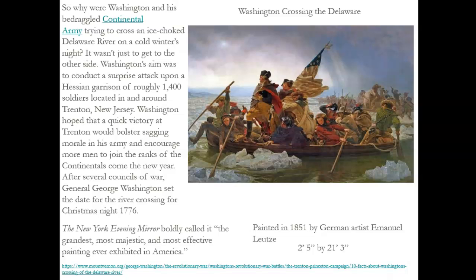You've got these guys who were in the boat, and they're carrying the American flag, and there's George Washington standing up in the boat. He's got his eyes focused on the goal there. And even the New York Evening Mirror, a publication, boldly called it the grandest, most majestic, most effective painting ever exhibited in America. And it's huge. This thing is a pretty big picture.